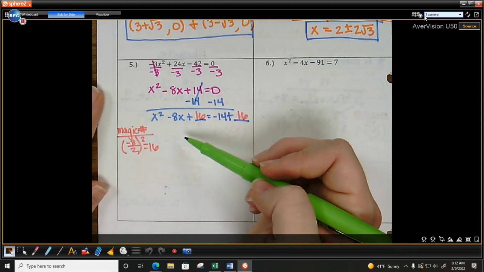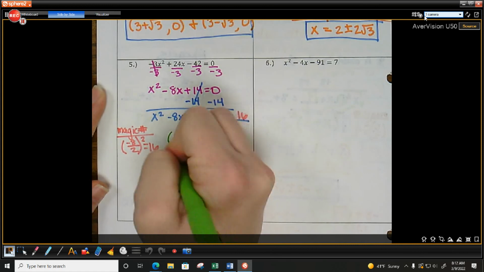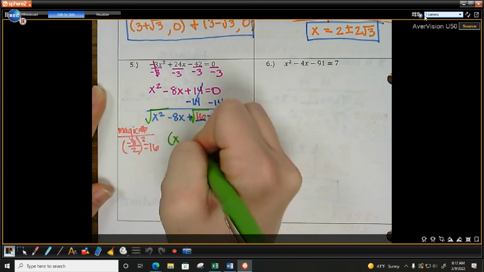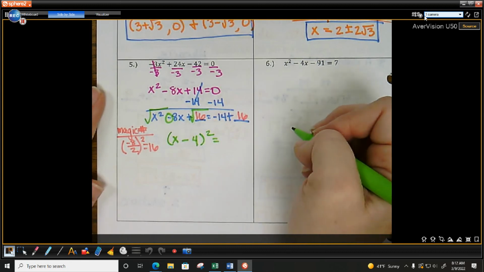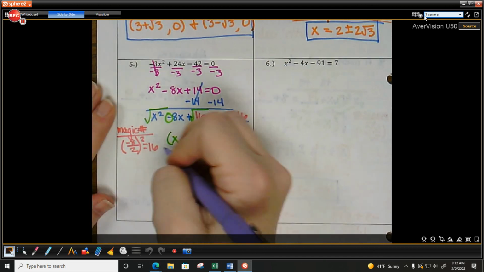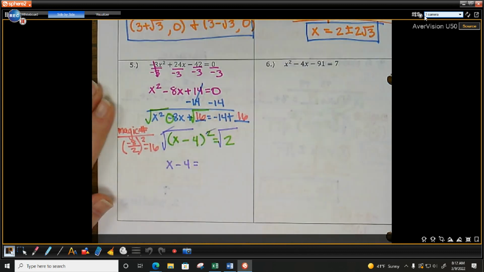Okay, so parentheses squared. Square root of the first goes first, square root of the last goes last. Is it plus or minus? Minus, and it equals 2. Okay, what do I do next? Square root. Square root, gone, gone. So I get x minus 4 equals plus minus square root of 2. Don't forget the plus minus square root of 2.